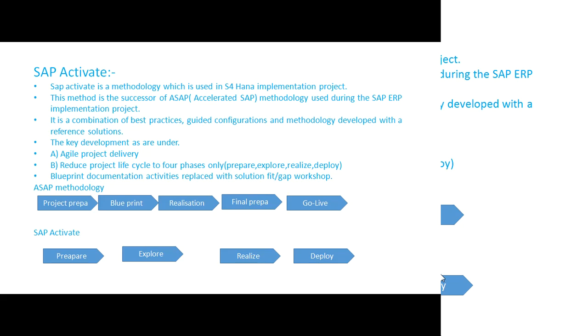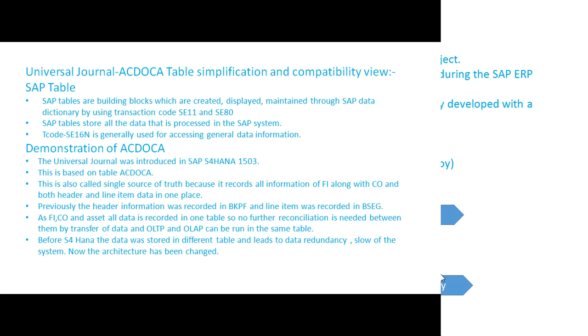Once they run parallel, then at a certain point of time when confidence has increased, the legacy system is straightaway stopped and SAP practice completely comes in. But after SAP S/4HANA, the 5 stages have been converted into 4 stages: prepare, explore, realize, deploy. So the time of implementation of SAP is also decreased.